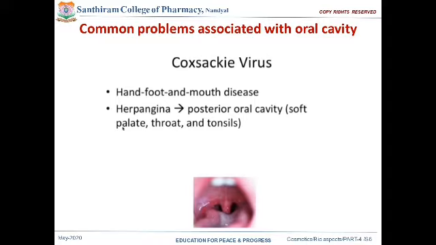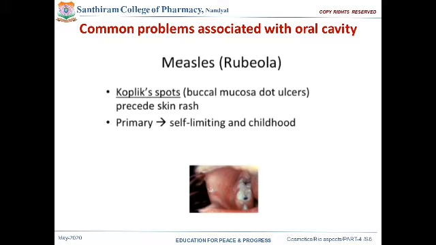That's where the herpangina disease would manifest, both of which are caused by Coxsackie. The next one is measles, also referred to as rubeola. And this one, really the most important thing to know is Koplik spots. This is another super, super common thing that comes up. It's these little red dots on the buccal mucosa that you can kind of make out here, and this would precede the classical skin rash that you get with measles.